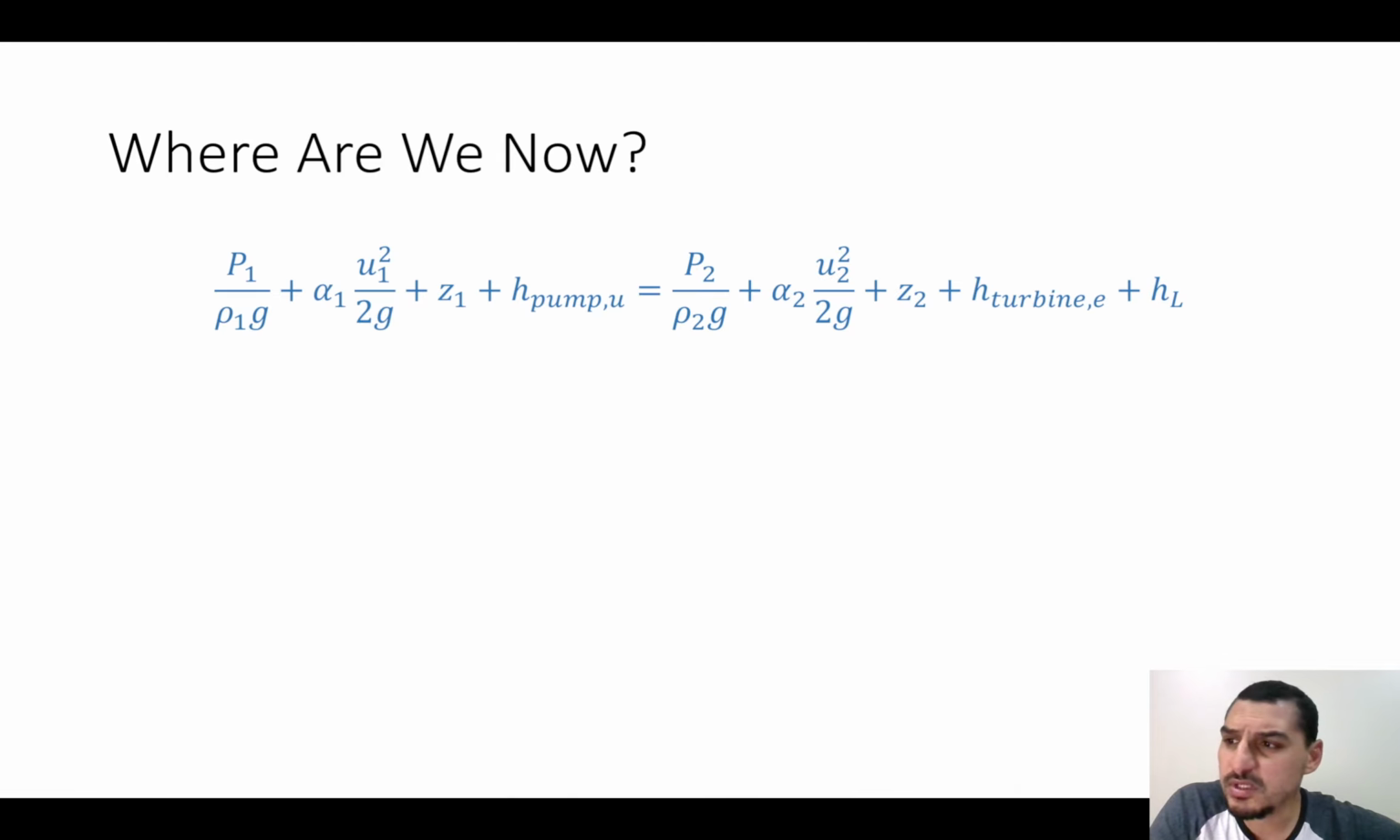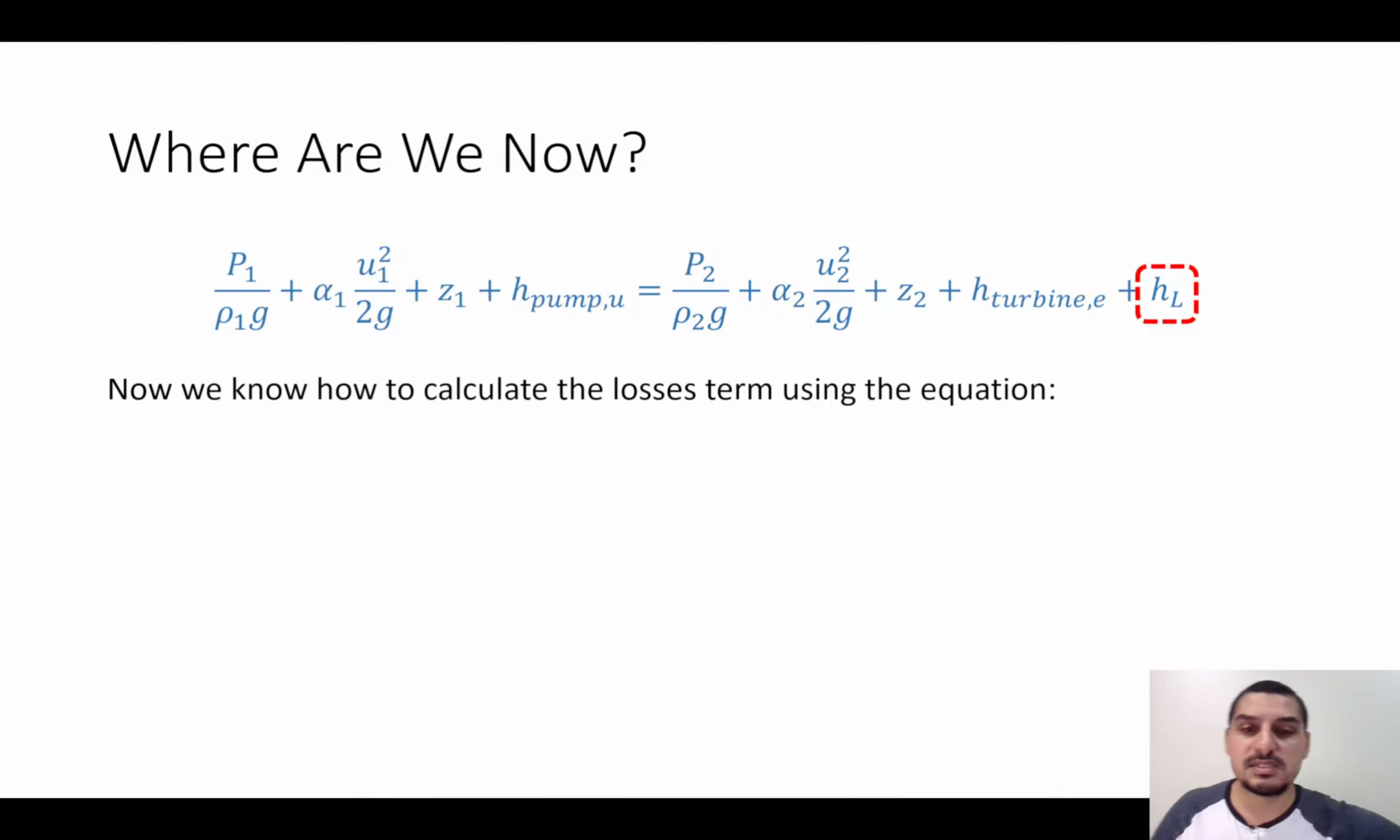This is what we used to do in chapter 5, but in this chapter we were focusing on this term, which is the head losses. And instead of having it as given information, as we used to do in chapter 5, we are now able to calculate these losses. The way we calculate it is using Darcy's equation, and we discussed a lot why we use the Darcy equation, and this is how it looks.